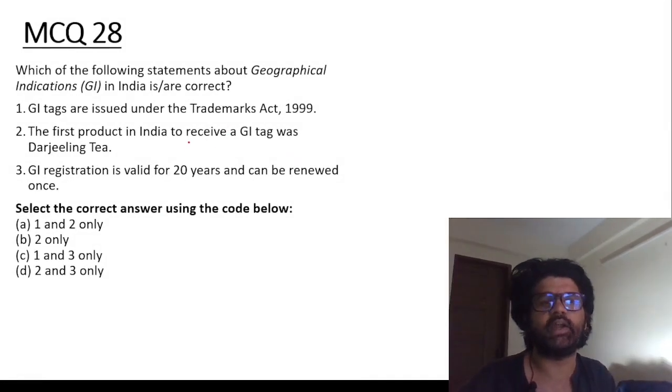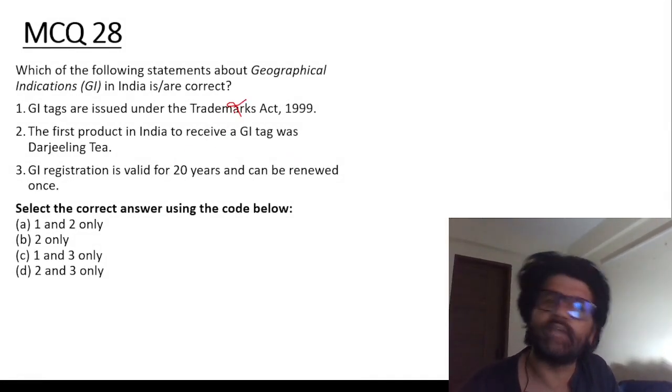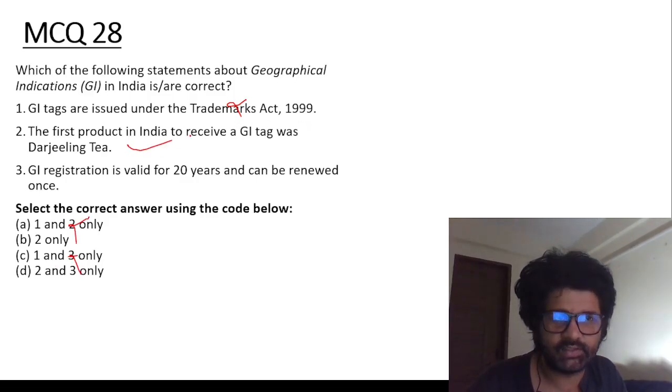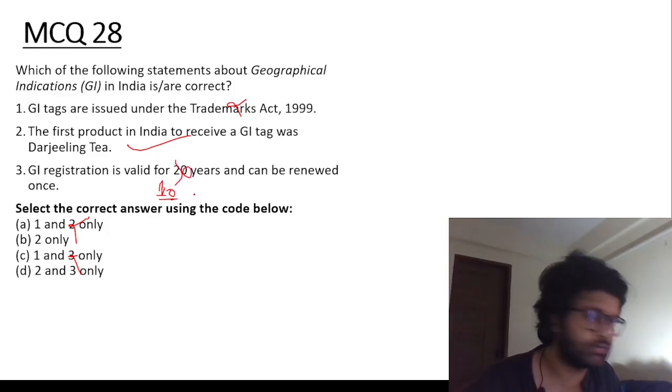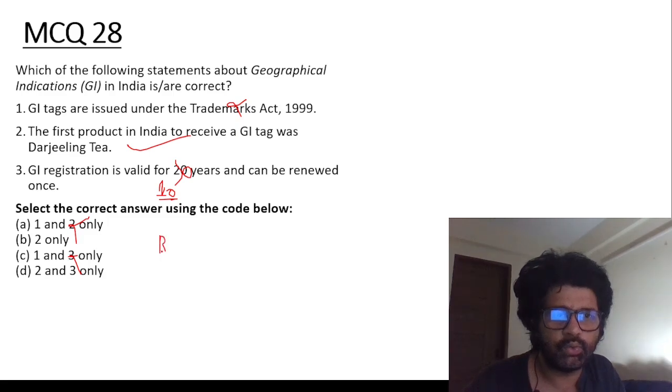Which of the following statements on GI tag are correct? It is issued under the trademarks act? No, not Trademarks Act. There is a GI Act, GI tag Act in 1999. So first is wrong. Second, first product, yes, Darjeeling. We don't even need to check. It's valid for 10 years, guys, and then it can be renewed. So the answer is 2 only.